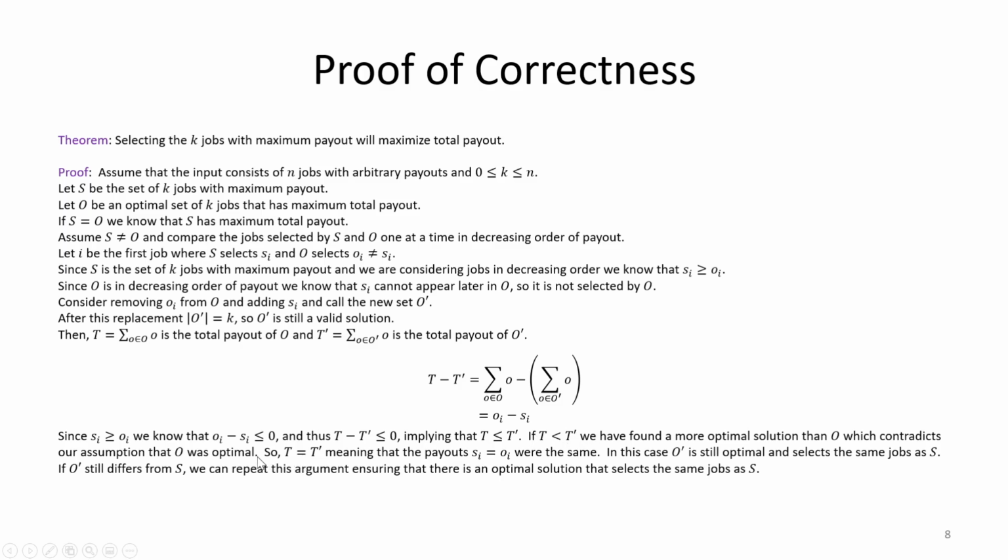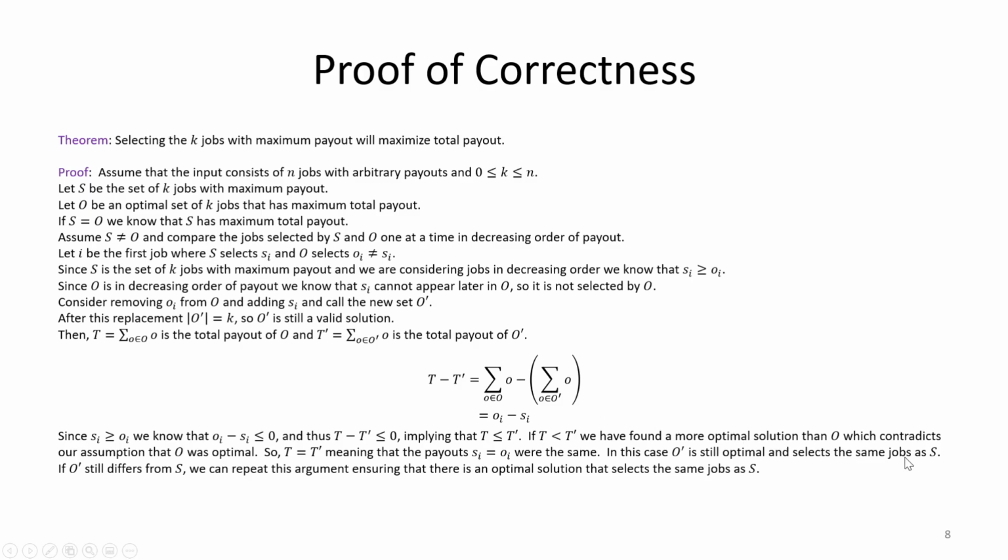So it means they must be equal. So t must be equal to t prime. If t must be equal to t prime, it means SI must be equal to OI. So those two are the same. And in this case, what was the argument we wanted to deploy? In this case, O prime is still optimal because it has the same payout as O. But now it selects the same job as S, at least at this point. It selects the job S prime.